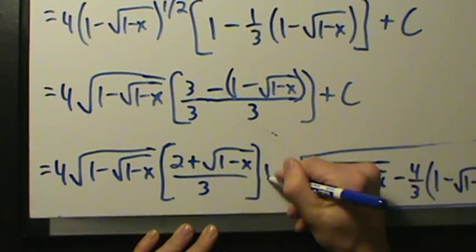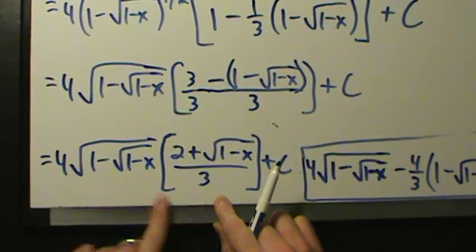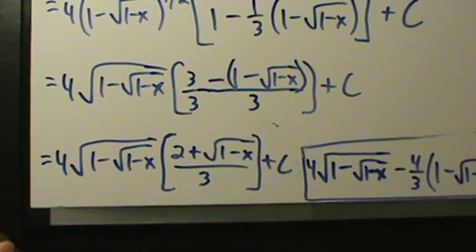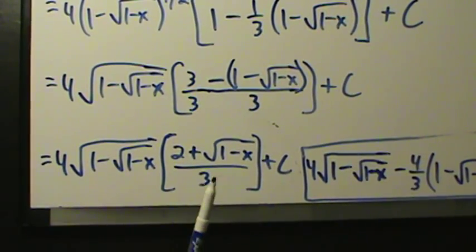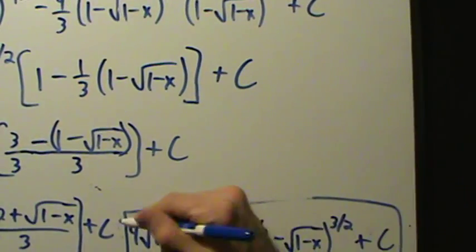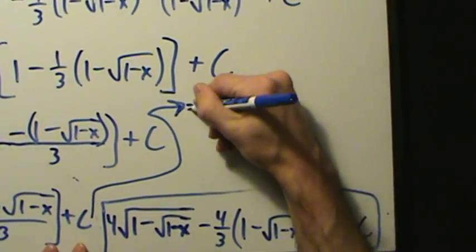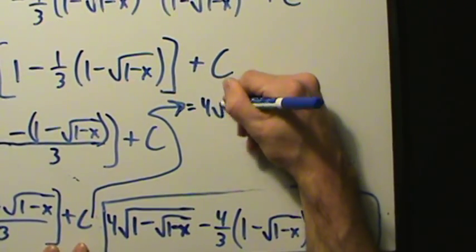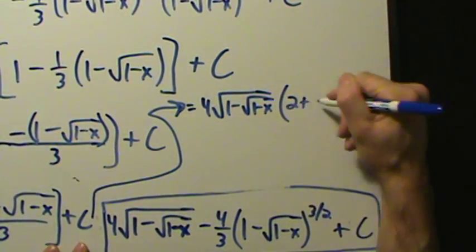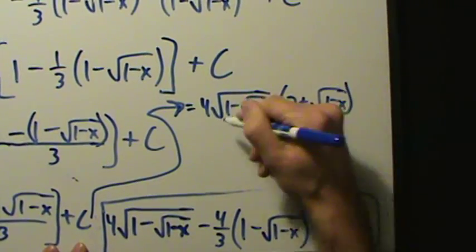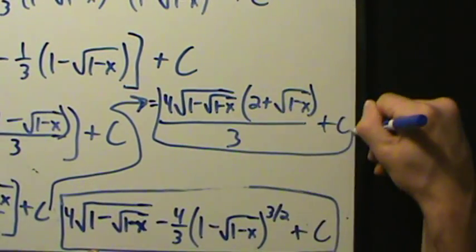And then plus c. I'm kind of out of room over here, so I'm not going to bother with it, but this dividing by 3 really affects everything over here. So actually, let's just write it like that. We're just multiplying a bunch of stuff and then dividing everything by 3. There's some room over here, so let's write it like this. I just want to show all this in case anybody needs to see the details. So we have 4 times root (1 minus root 1 minus x) times the expression (2 plus root 1 minus x), and then all of that's divided by 3. And then don't forget our plus c.